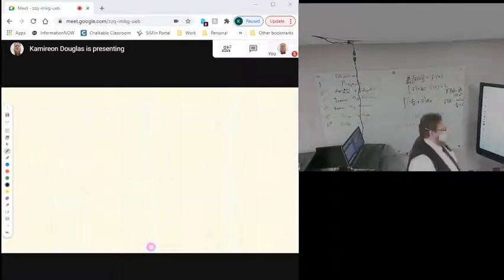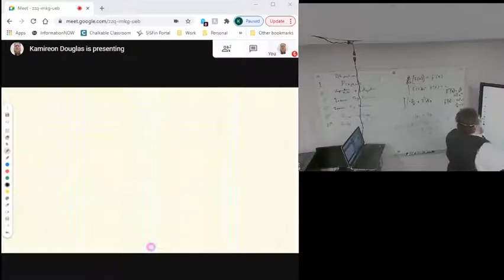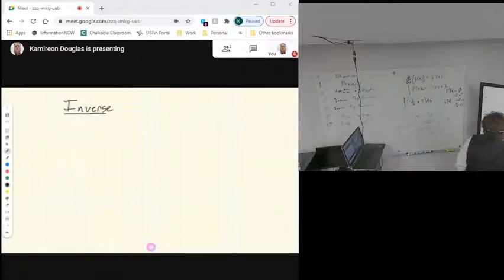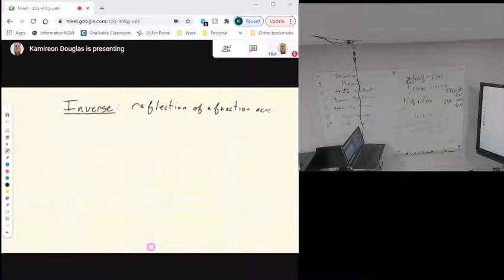Actually, that is correct. That is one way to think about it. Yes, Ricky, that is good. An inverse. There's a few ways to talk about it. It is the reflection of a function across y equals x. That is one way to do it.